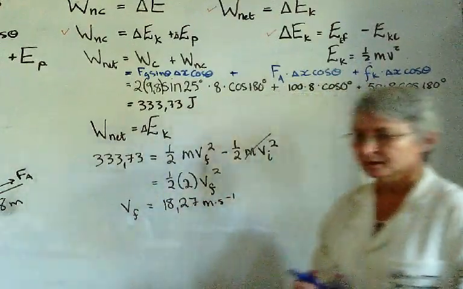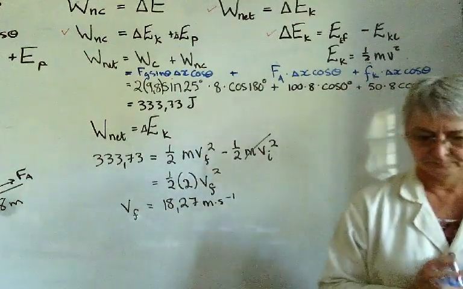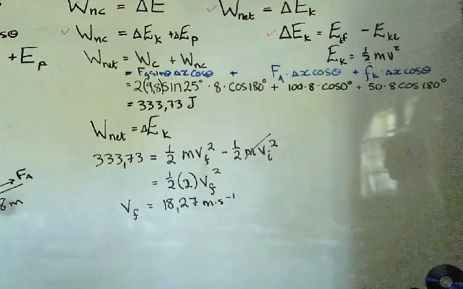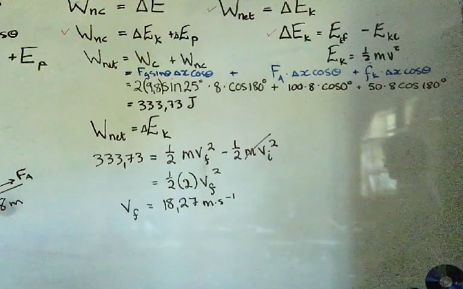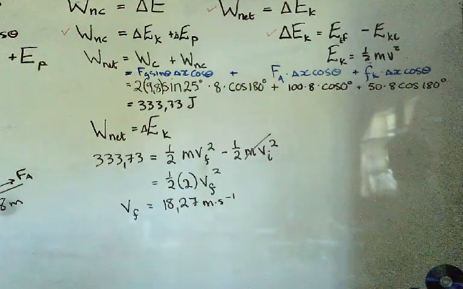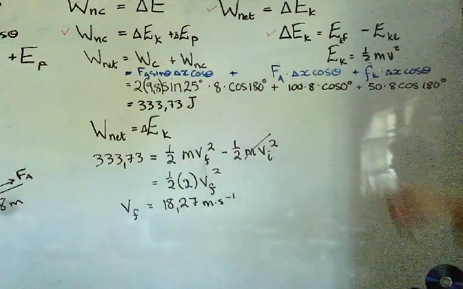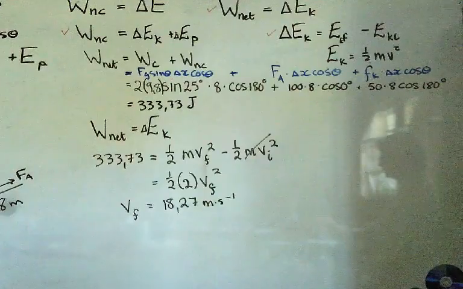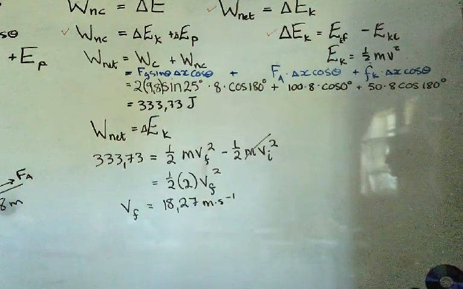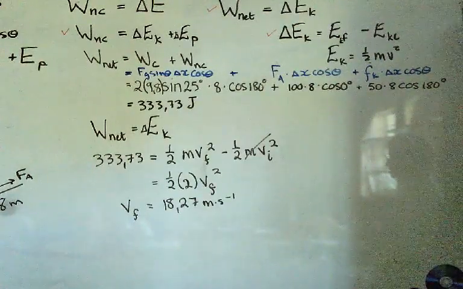So, ma'am, basically if you have to work out the velocity, you always go to W net equals the change in kinetic energy, unless we've got only conservative work done, then your change in kinetic energy is equal to your change in potential energy. Then you can go to that principle. Yes, ma'am. All right?